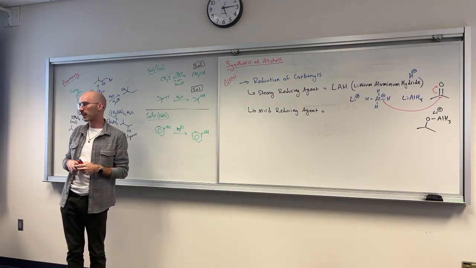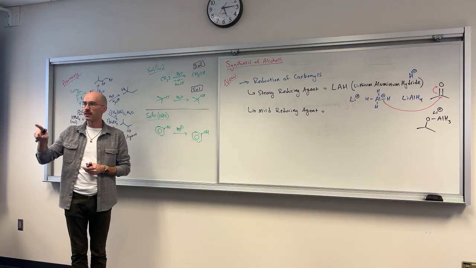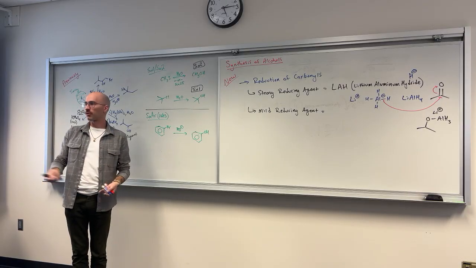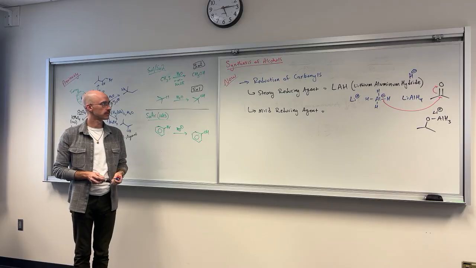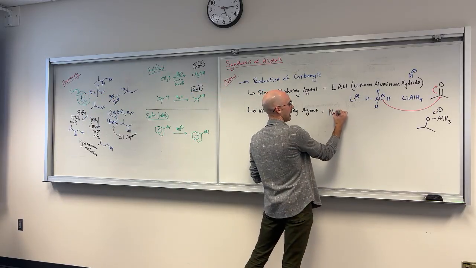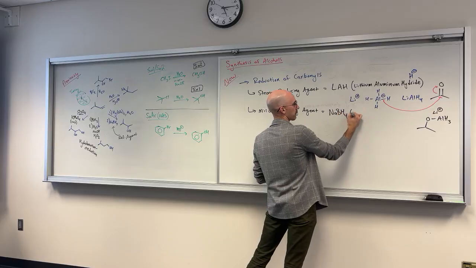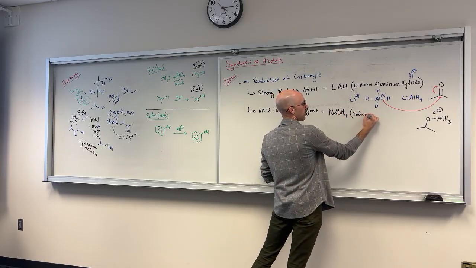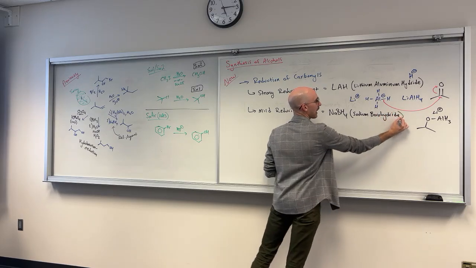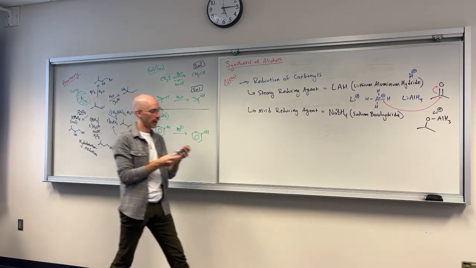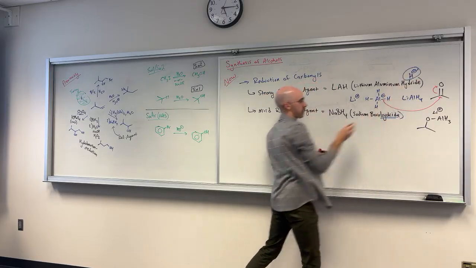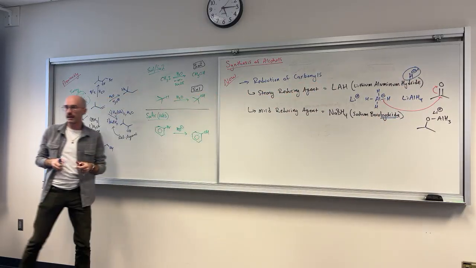Not great if you're trying to get to an alcohol, but add some water, an aqueous workup, and you provide a source of protons. Our mild reducing agent is NaBH4, sodium borohydride. Notice in the name, hydride shows up again. This is another source of H minus.